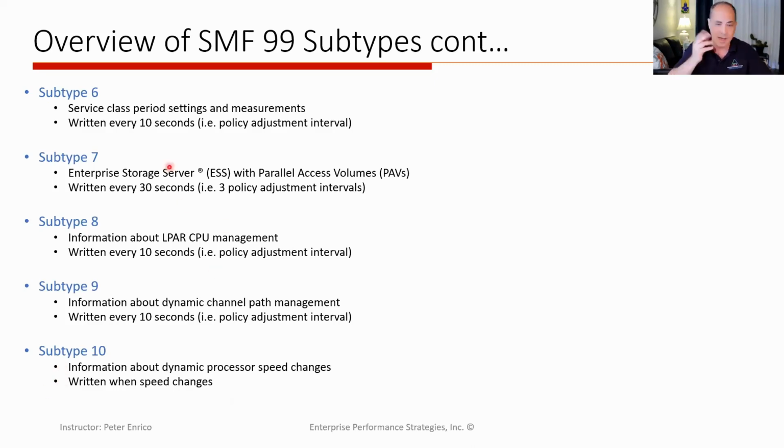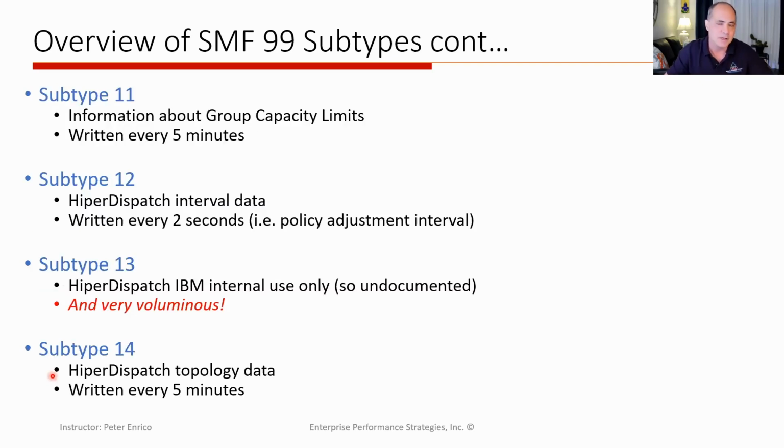Subtype 7 is about the parallel access volumes. Subtype 8 is about LPAR CPU management if you're using IRD. Subtype 9 is channel path measurements. And subtype 10 is a record of this: if you made a dynamic speed change on the processor, it records that speed change. Subtype 11 is if you're looking at group capacities and how the group capacity is being used. Subtype 12 is a very interesting record. That's hyperdispatch, and you want to see the hyperdispatch pooling and parking and unparking every 10 seconds.